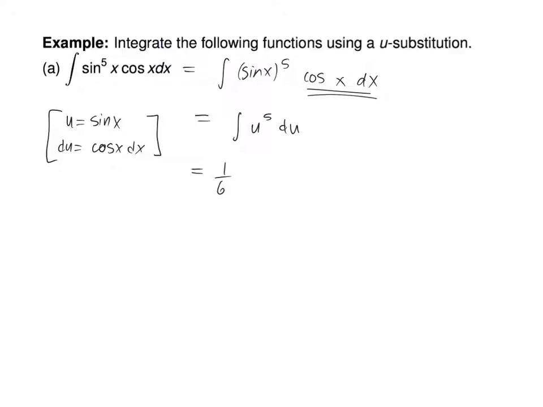1/6 u to the 6th. So can I just put in what u is? So 1/6 sine to the 6th x plus c, because that really is 1/6 u to the 6th plus c. I'm totally cool if you combine those steps, like both anti-differentiate and put your substitution back in. Otherwise it's extra writing and, you know, laziness wins out, right? Always.